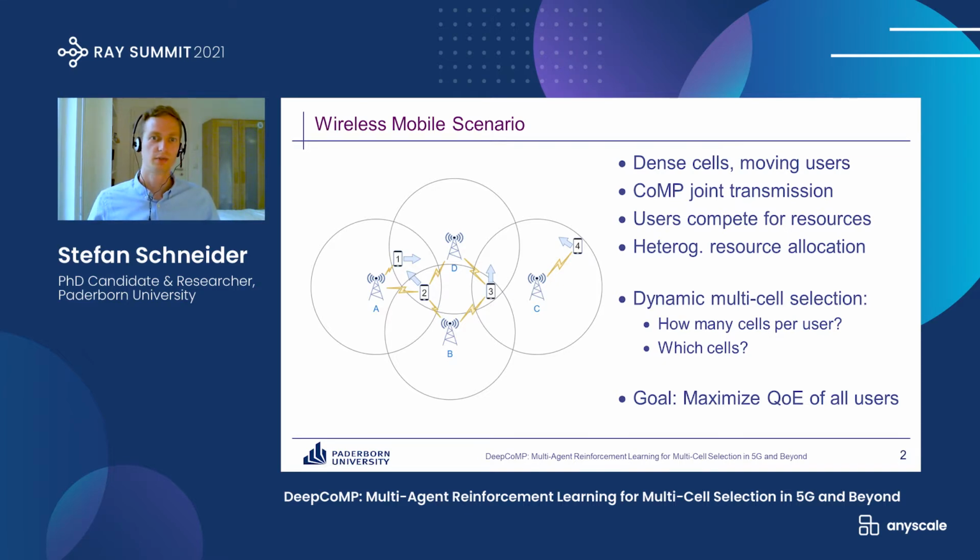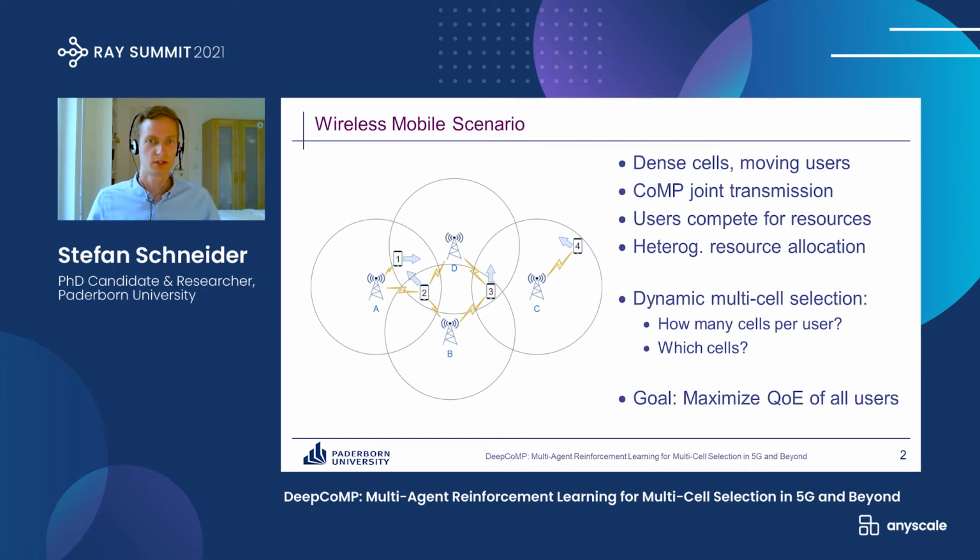Here we explicitly don't make any assumptions about how these cells allocate resources to connected users, because this might be vendor specific or proprietary, and it might very well happen that cell A has a different resource allocation scheme than cell B and cell C. So we don't need to know about these resource allocation schemes. We don't assume that they're homogeneous.